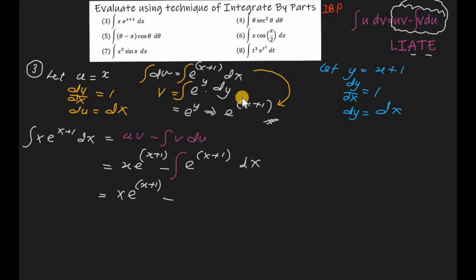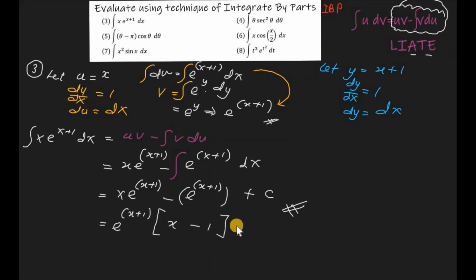So let's code the answer, this part. Okay, so we code the answer, which is e power x plus 1. And last, you put down the c. You can leave your answer like this, or you can also factorize, which will become nicer. So if you intend to factorize, it will become x minus 1. And put your big C, the constant of integral, later on. Alright, so there we have solved for the number 3.